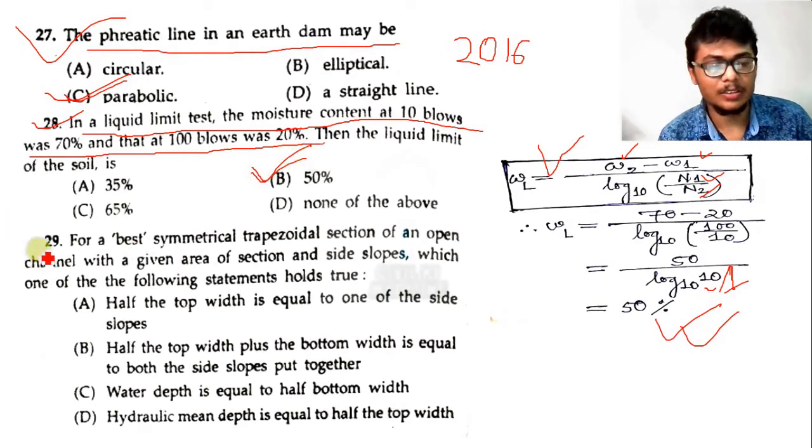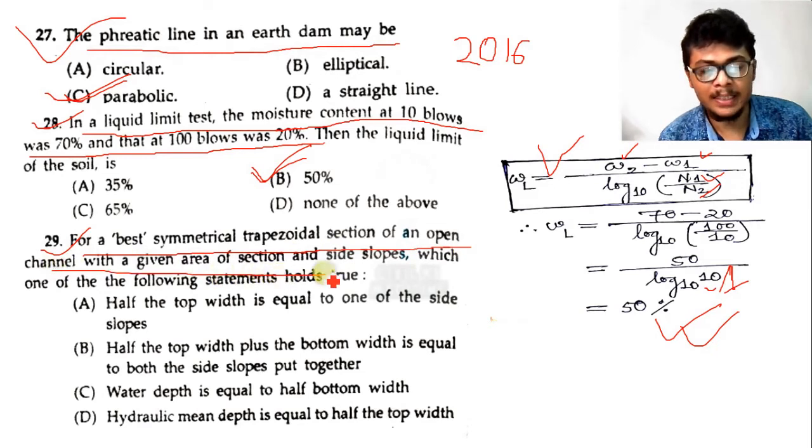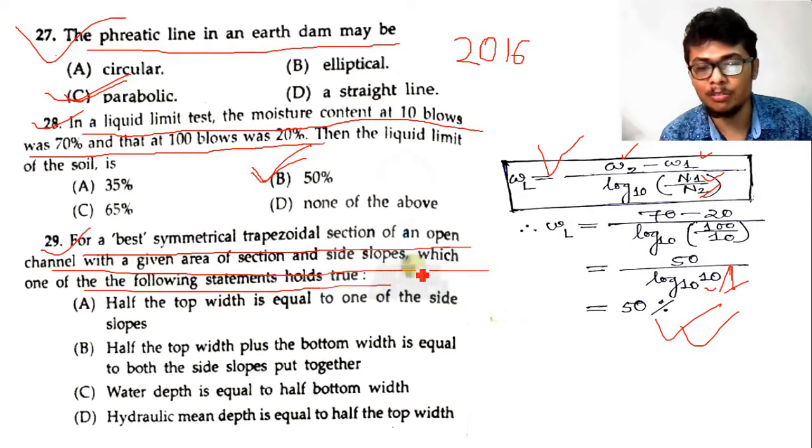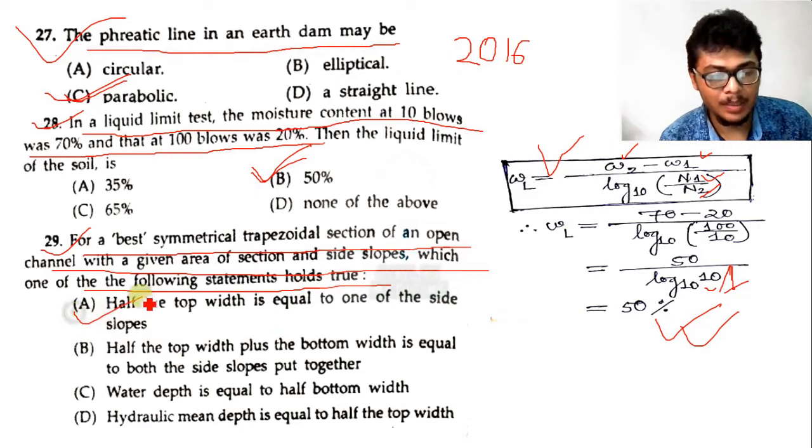Okay. Next question number 29. For a symmetrical trapezoidal section of an open channel with a given area of section and side slope, which one of the following statements holds true? This is a question from the fluid mechanics subject and the chapter is open channel flow. The condition of the best symmetrical trapezoidal section, first condition is that half the top width is equal to one side of the slope. Therefore, my correct answer will be A.